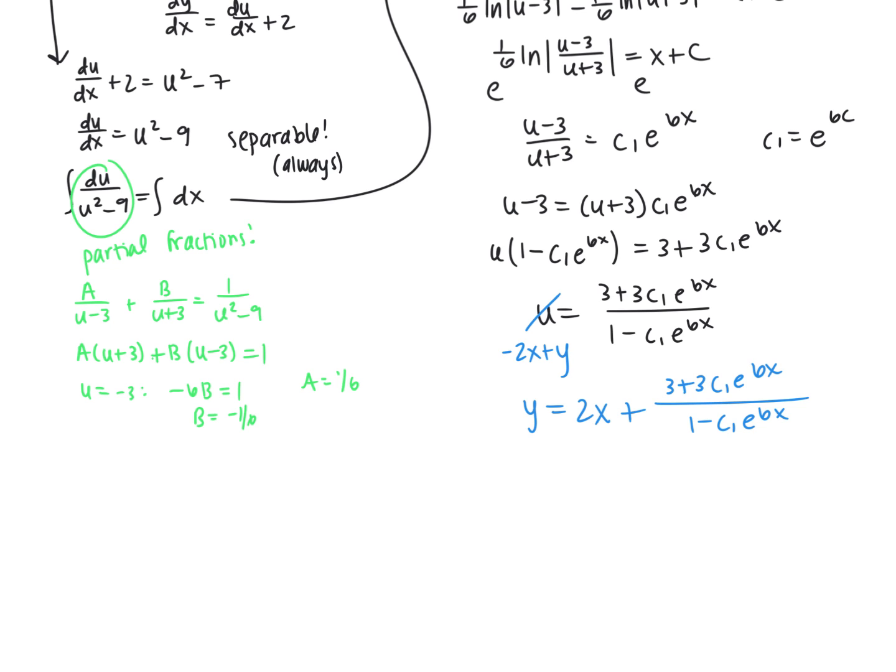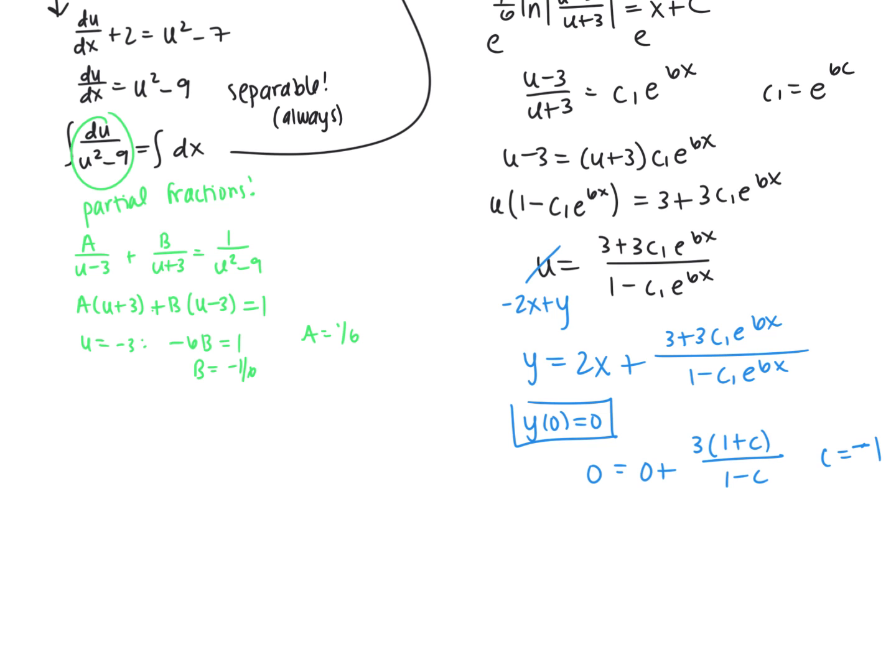And finally, we have our initial condition. So our y of 0 is equal to 0. So we get 0 equals 0 + 3(1 + c) all over (1 - c). So our c is negative 1. So finally, where that leads us, we get y equals 2x + , if I factor out a 3, I have (1 - e to the 6x) over (1 + e to the 6x).